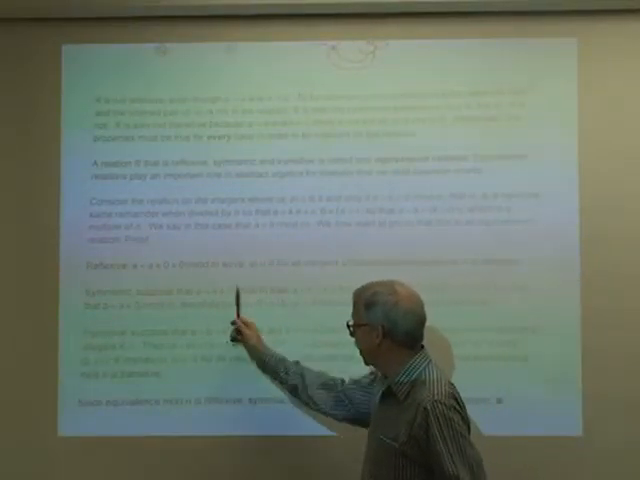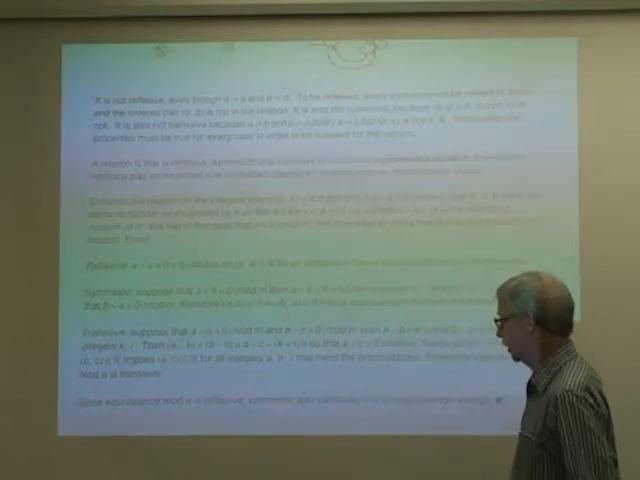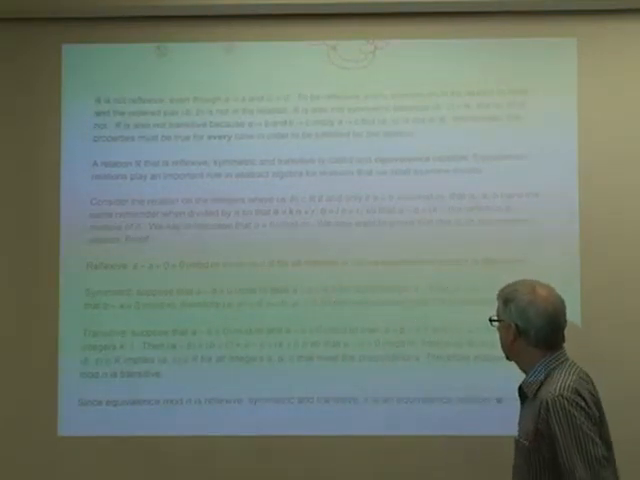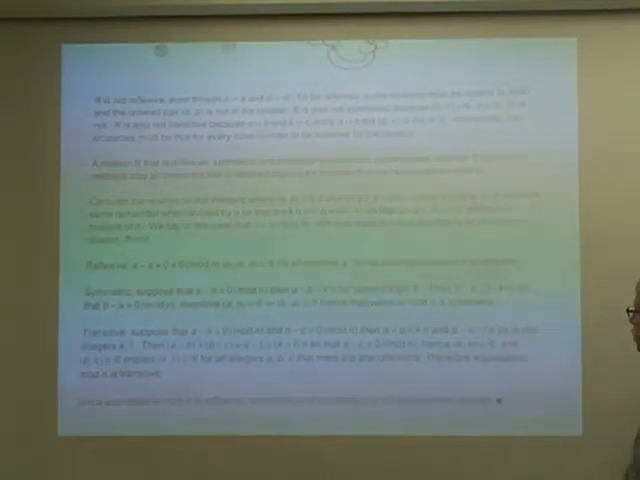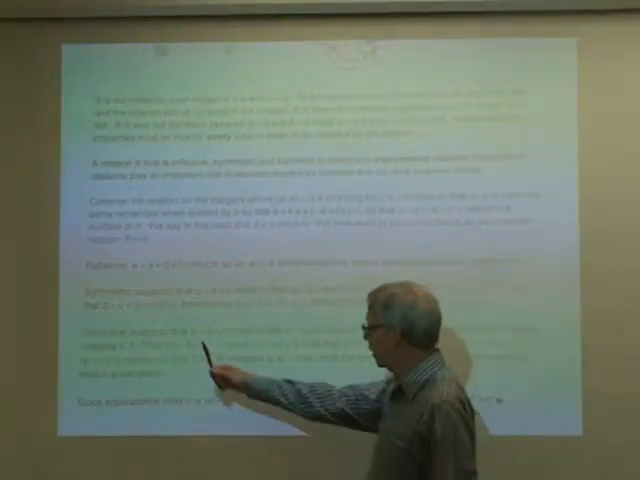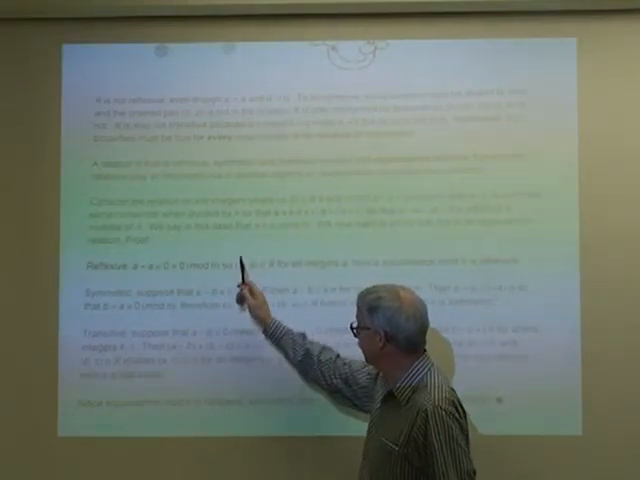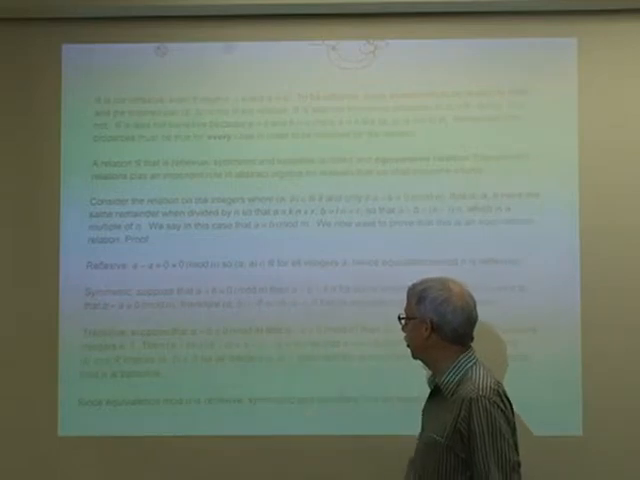Okay, suppose that a minus b is 0 mod n. Then a minus b is a multiple of n. That's what it means to be 0 mod n. Or we could say a minus b must be in nZ. So if a minus b is in nZ, then it looks like kn. Then b minus a is minus k times n. But minus kn is also in nZ. So b minus a is also 0 mod n. Therefore, if (a, b) is in this particular relation, so is (b, a), so equivalence mod n is symmetric.